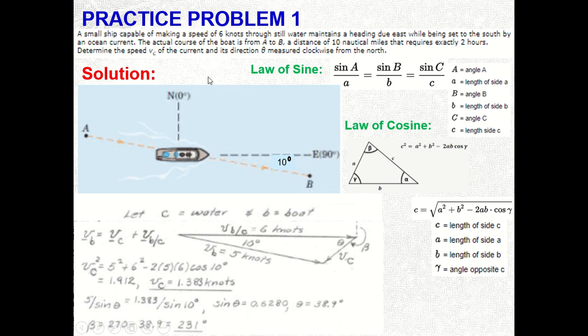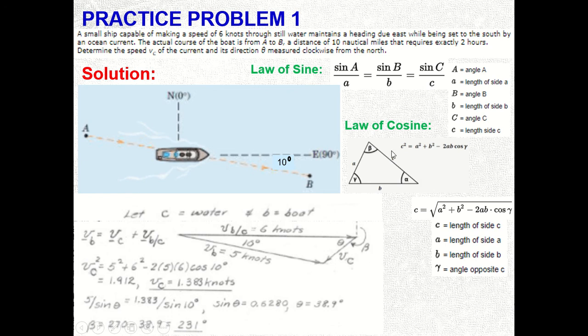And we are asked to determine the speed of the current, meaning the Vc, and its direction theta that is measured clockwise from north. So this is our north direction, this is east. So theta, the angle that we need to measure, is the angle from the north towards this Vc. Okay, so we noted this as our beta.